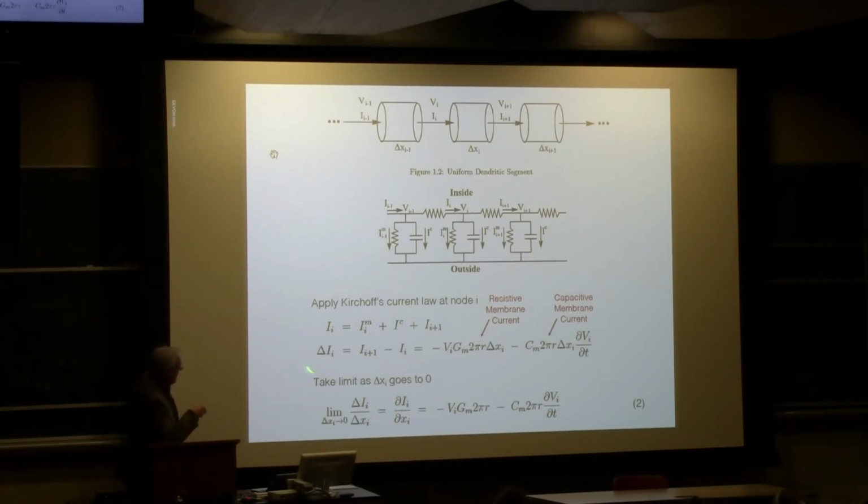And so again, we'll define a delta I, a small incremental change in the axial current. It's just the difference between the current at node I plus 1 minus the current at node I. Rearranging terms, we're going to get the negative of the resistive membrane current and the capacitive currents. And these are those currents.